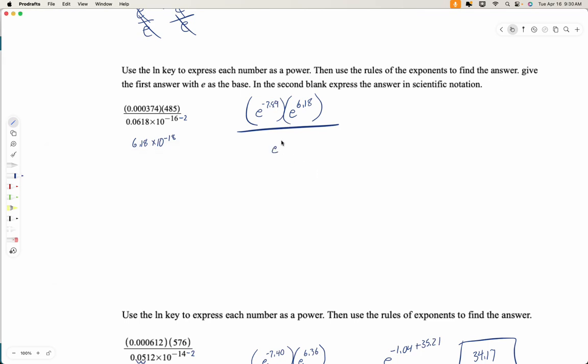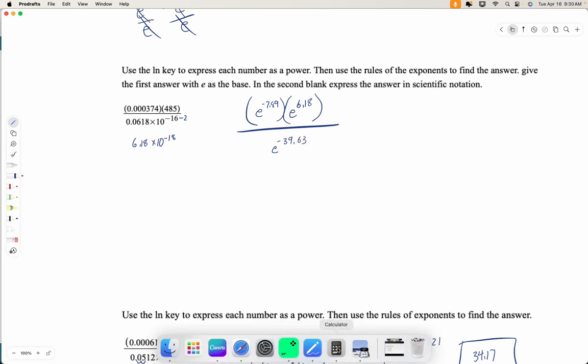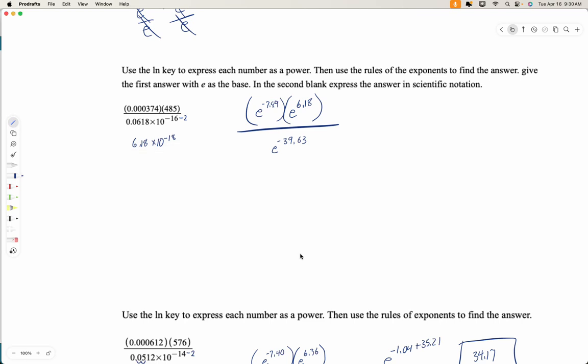So we get negative 39.63, because I'm rounding it to two places. So e to the negative 39.63. Is that what I said? Yeah, and my book agrees also.